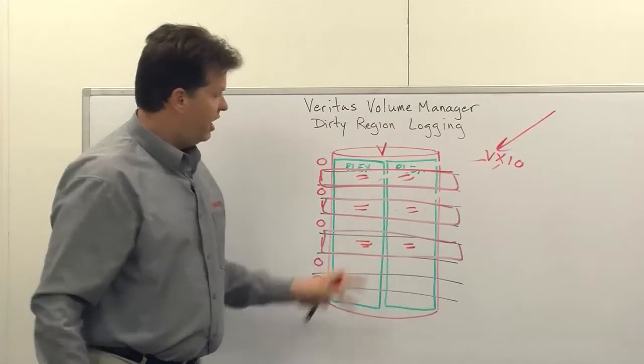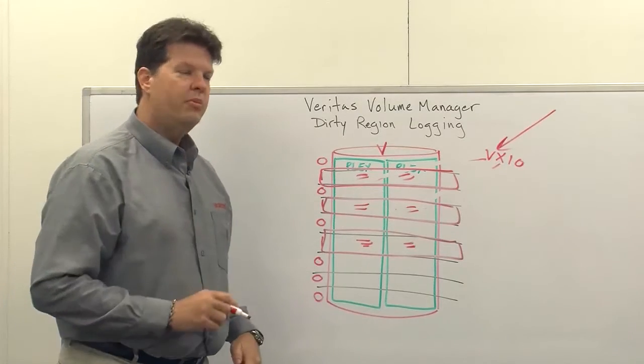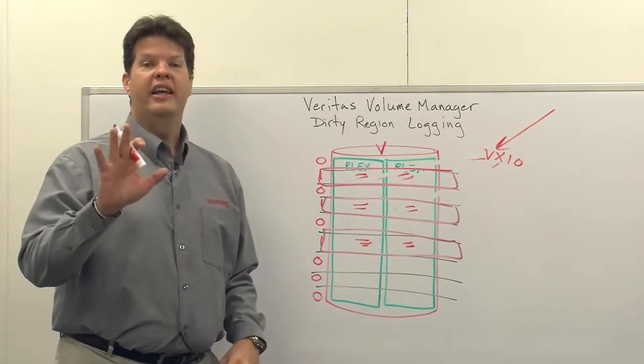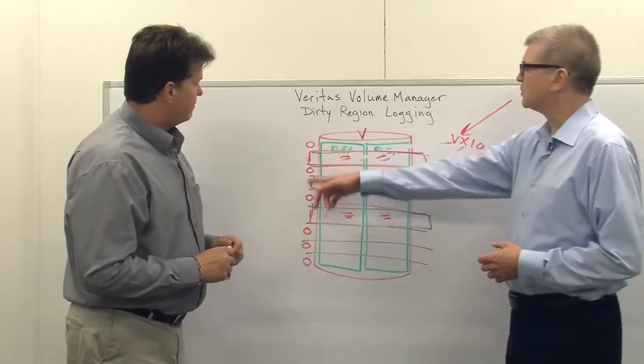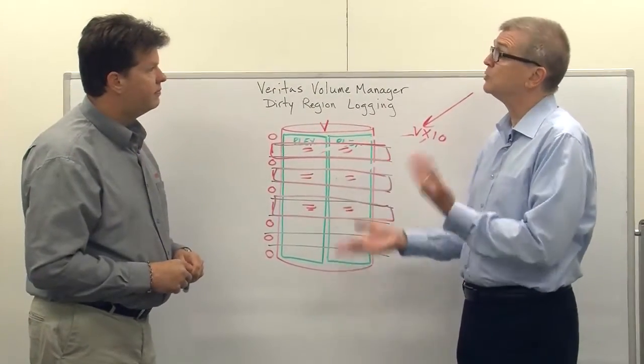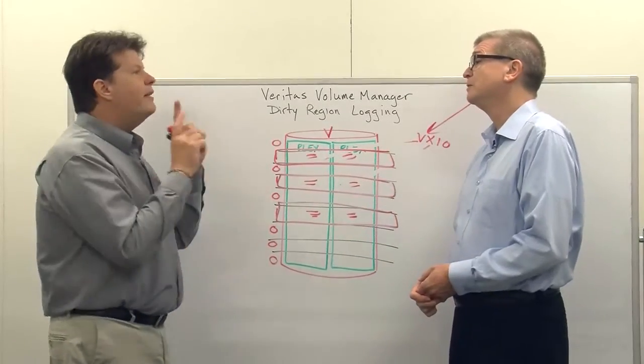Doesn't do anything else. If you have a disk failure, dirty region logging does not come into play. It only comes into play after a system crash, and again, only for mirrored volumes. So really, these bits here can be going 0, 1, 0, 1, depending upon the state of the plexes. Is that right? Well, not exactly.